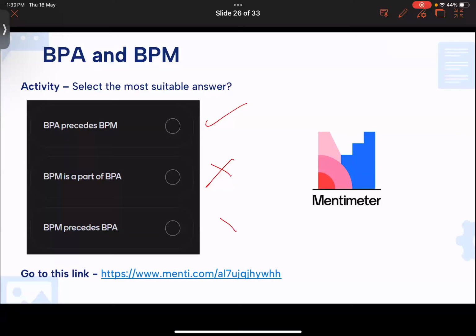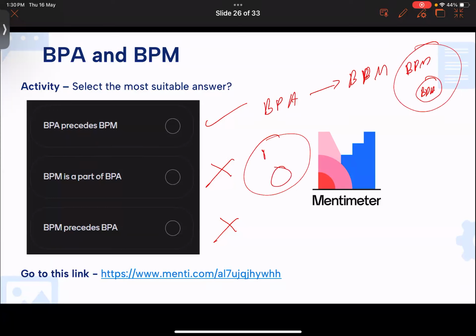This one is also wrong. This one is also wrong. So it means you have to conduct BPA first and then you can move on to BPM. If you draw something like this, BPM is here, BPA is here. To do BPM, you have to do BPA first. So in here it discusses BPA, BPM, BPM, BPA. So these are incorrect. The correct one is BPA precedes BPM.